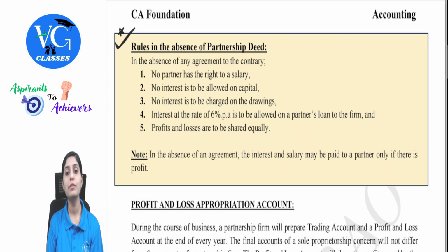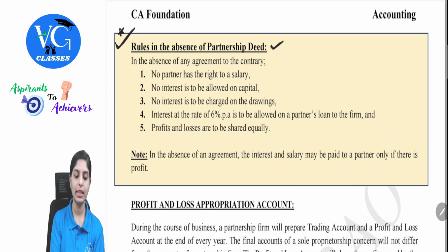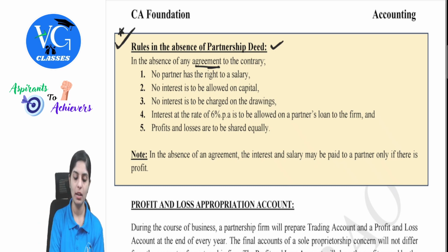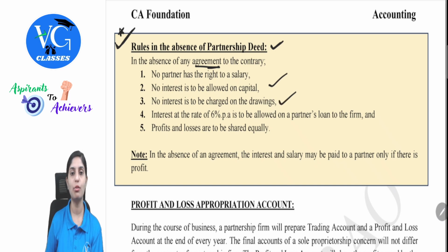These are the points which need to be considered if there is no partnership deed at all. Where is it given? This is as per the Partnership Act. So if there is no partnership deed, what are the basic points to be taken care of? In the absence of any agreement to the contrary, no partner will have a right to a salary. That is, no partner can draw salary because there is no deed mentioned. Next, no interest is to be allowed on capital. There is no rate of interest which can be considered here. Then no interest is to be charged on the drawings. There is no interest on capital, no interest on drawings.